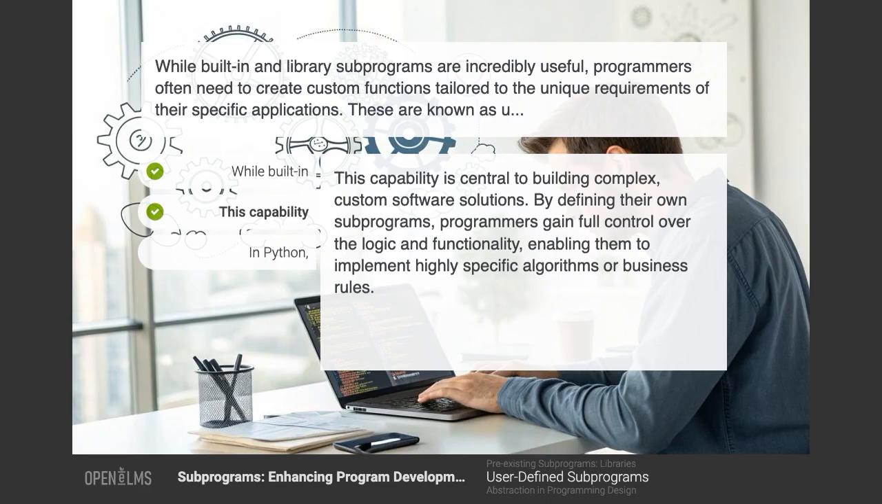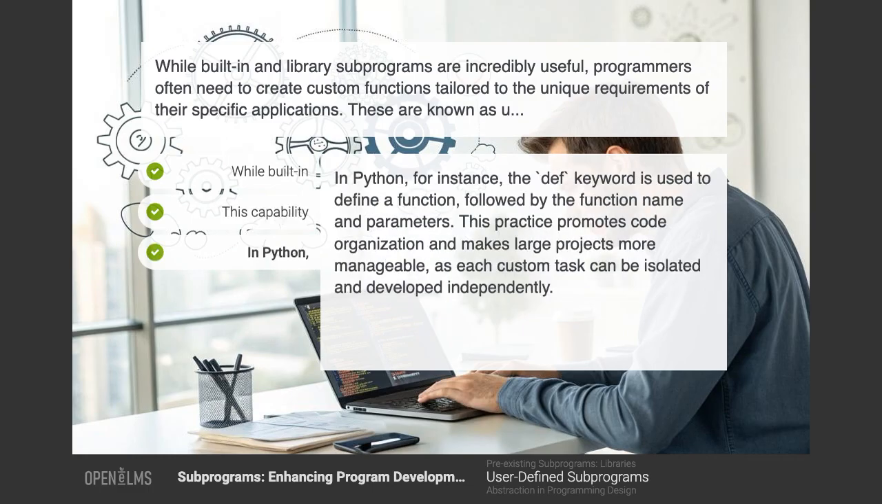By defining their own subprograms, programmers gain full control over the logic and functionality, enabling them to implement highly specific algorithms or business rules. In Python, for instance, the def keyword is used to define a function, followed by the function name and parameters. This practice promotes code organization and makes large projects more manageable, as each custom task can be isolated and developed independently.